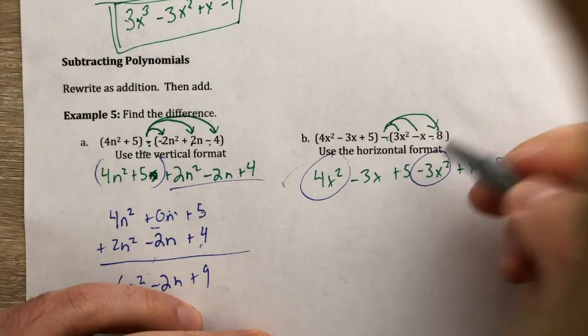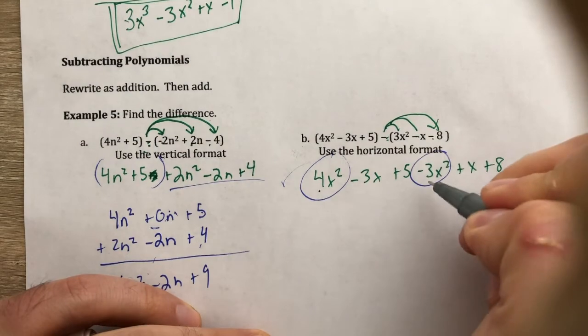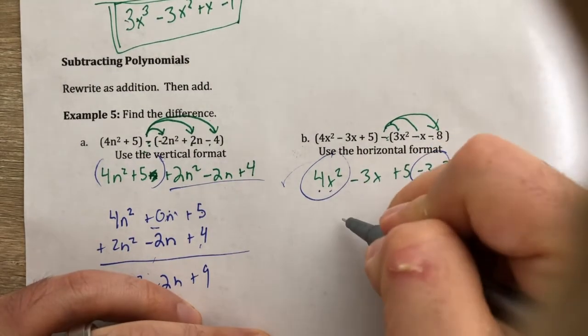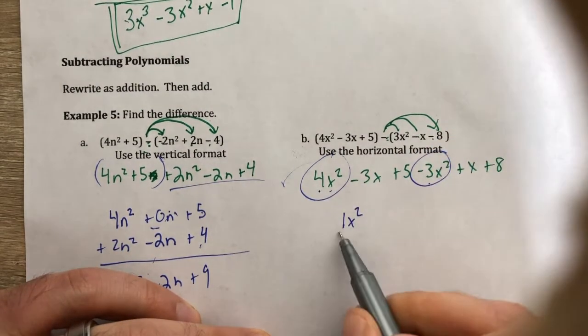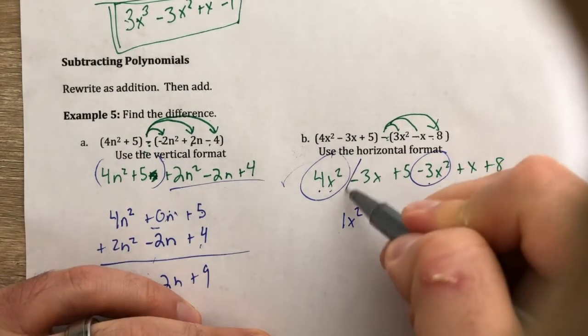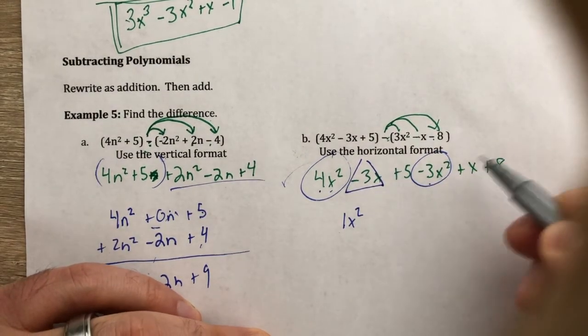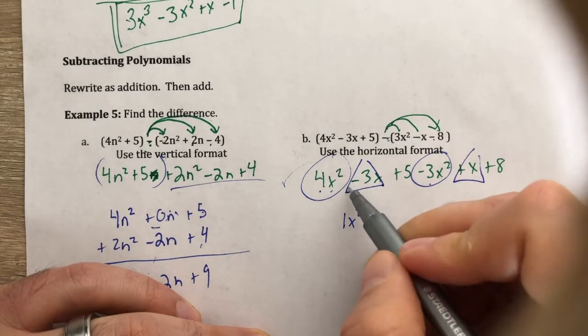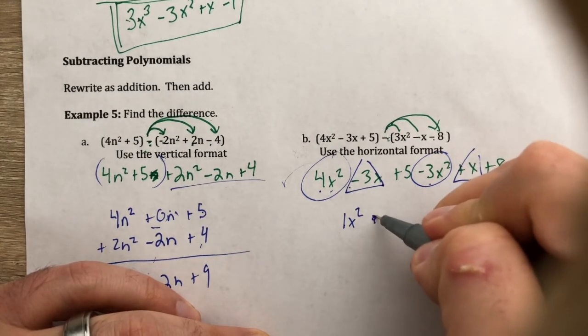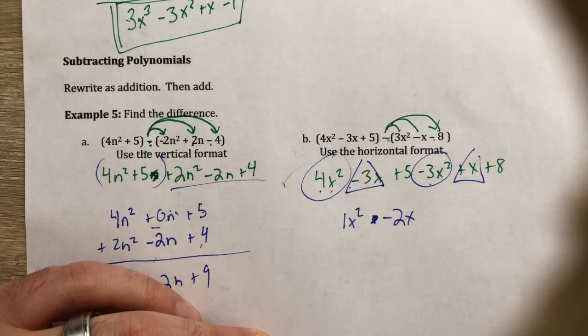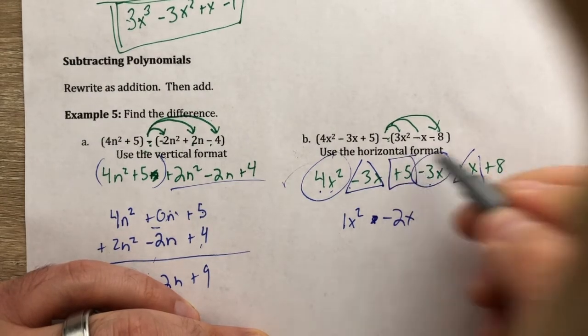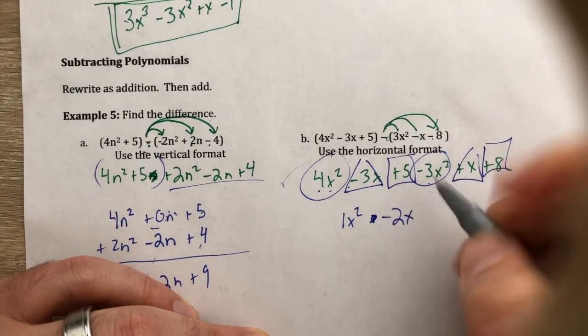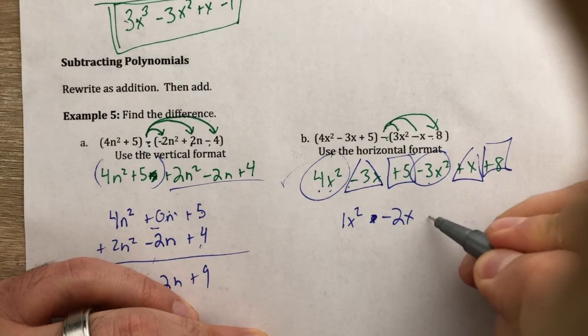4x squared, negative 3x squared. So 4x squareds, and I take 3 away, I'm going to have 1x squared. I don't need to write that 1. Let's see what we have. Negative 3x and positive 1x. So negative 3 plus 1 is going to be negative 2x. And then we have a 5 and an 8, and they can go together. 5 plus 8 is 13.